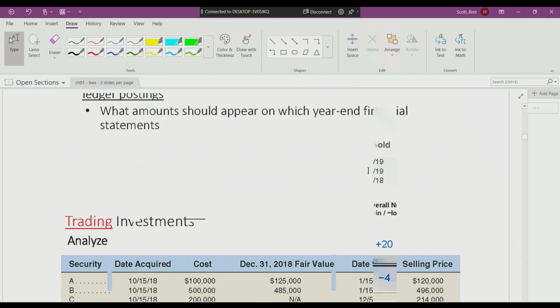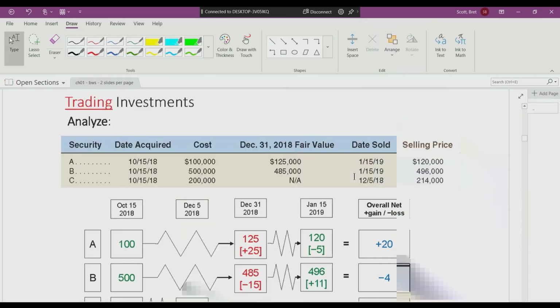Down below, what I've done is I'm going to take a look at this series of investments from a trading investments point of view. That is, it's like a booty call. I'm just in it for the quick gains, and then I'm out. If I'm going to hold these things for trading purposes, I have to mark these things to market at the end of every accounting and reporting period.